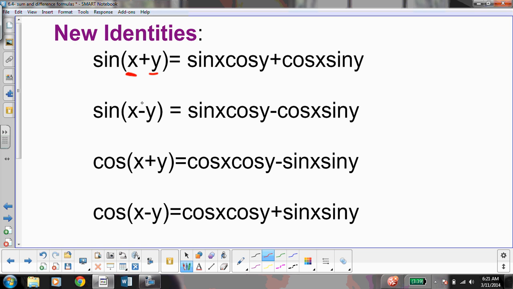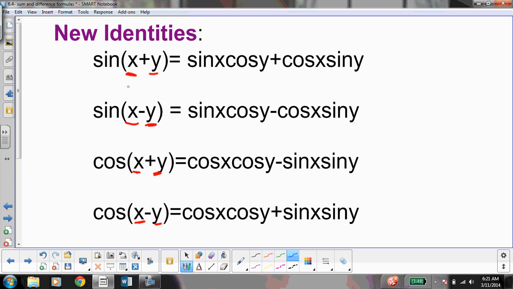Notice, in every identity, we have an x and a y. The x and the y are representing two different angles, and we apply those angles in the formula.